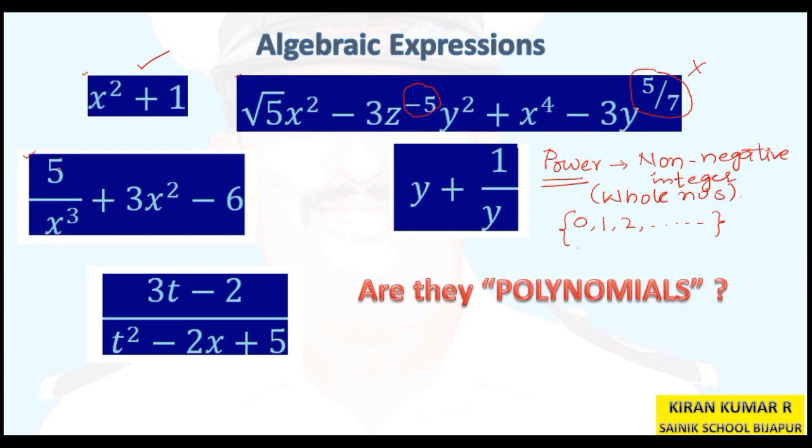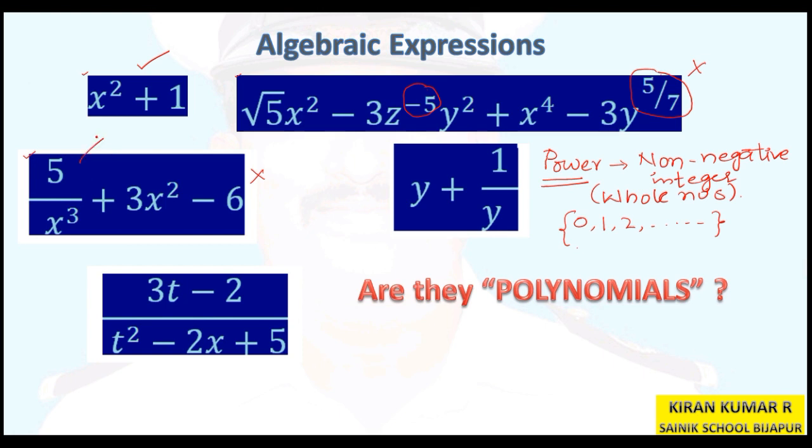Look at this example, 5 by x cube plus 3x square minus 6. Can I say this is a polynomial? No, it is not a polynomial. What is the reason? You have power here 3, you have the power here 2. Is it not a polynomial?